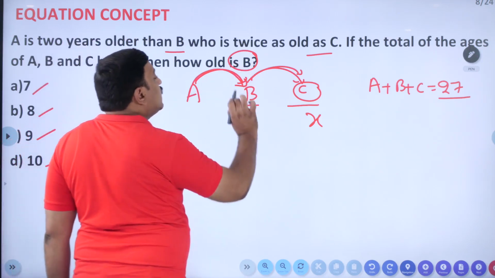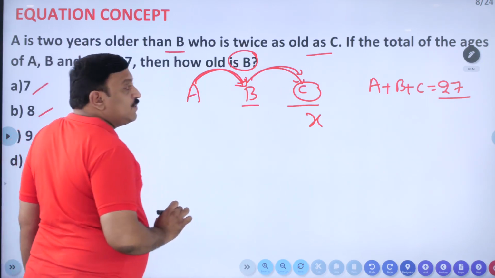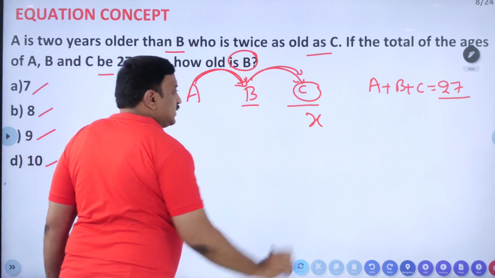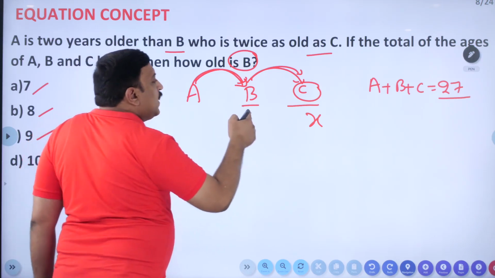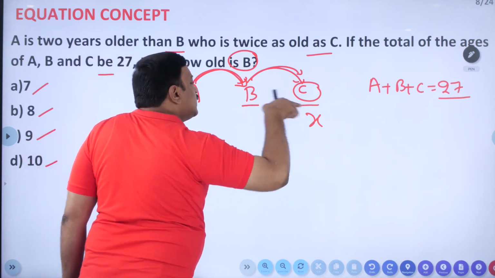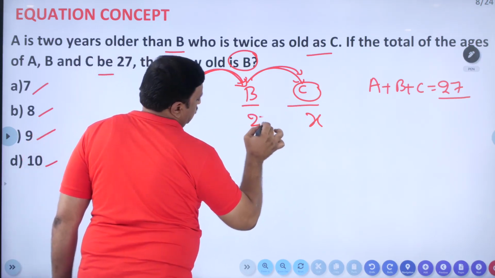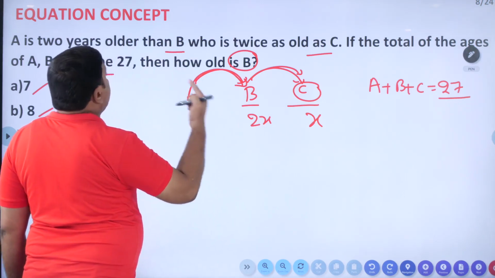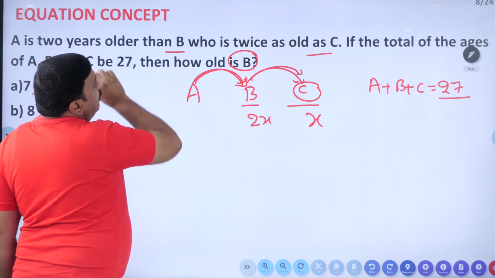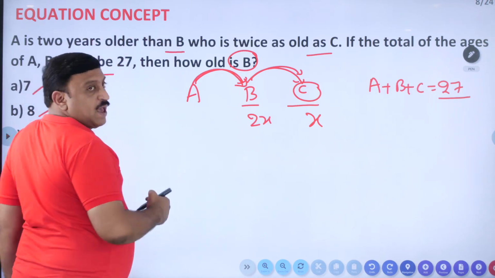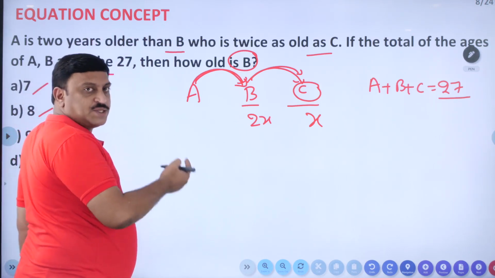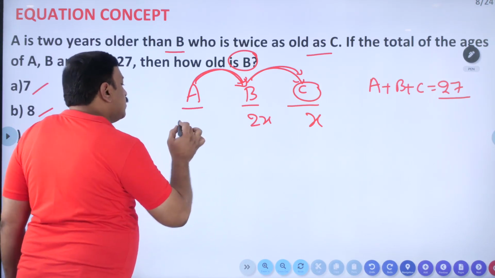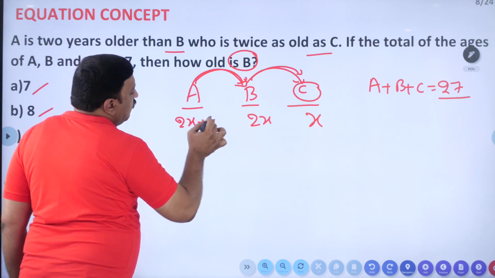For that reason I'm saying, B is twice as old as C means B, who is twice as old as C. So if C is x, B is twice of C, that means 2x. Understood? Then A is 2 years older than B. Comparing with B, he is 2 years extra. That means A is 2x plus 2, since B is already 2x.